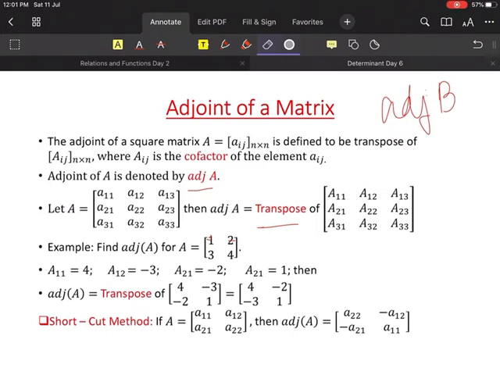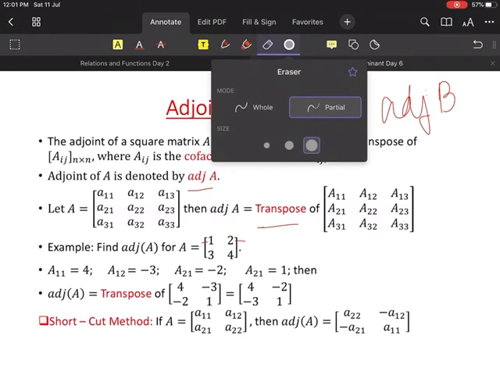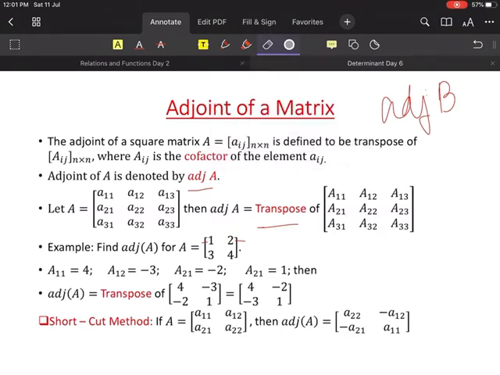Now A12. 1 plus 2 is an odd number, so a minus sign will come: minus 1 to the power 1 plus 2, so it will be negative. What is the cofactor of 2? Cut this row and column, that is 3. So it will be minus 3. Now you tell me the cofactor of A21. 2 plus 1 is an odd number, so it will be minus. A21 is this element, 3. Cut this row and column, what remains is 2. So it is minus 2.